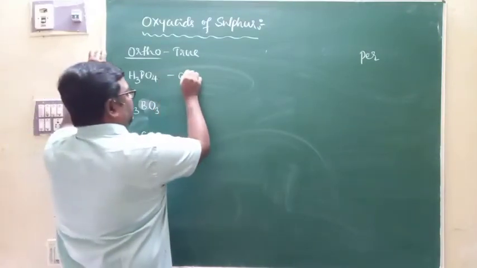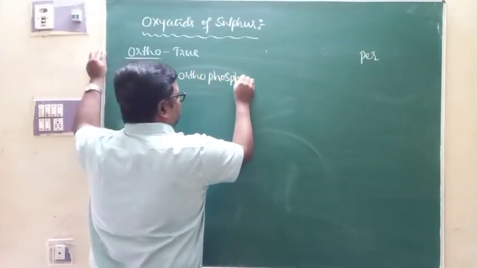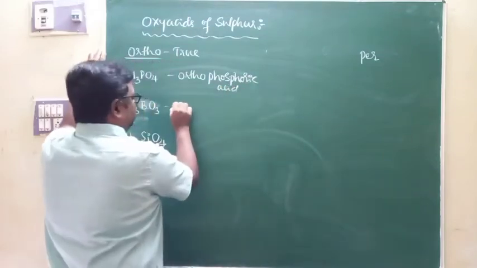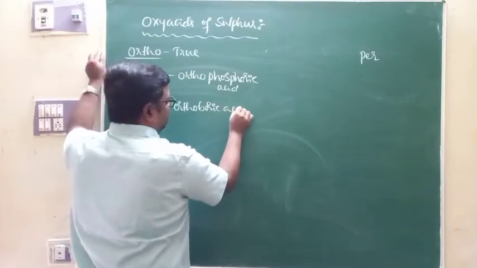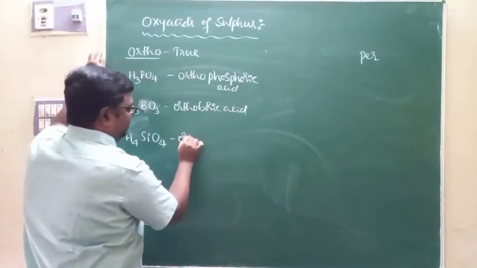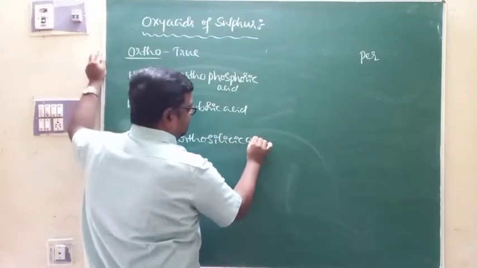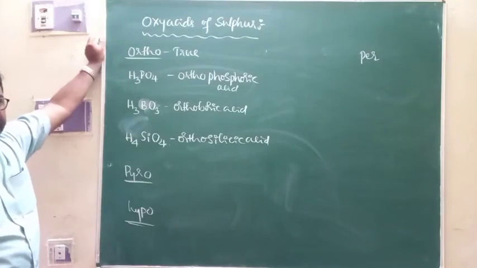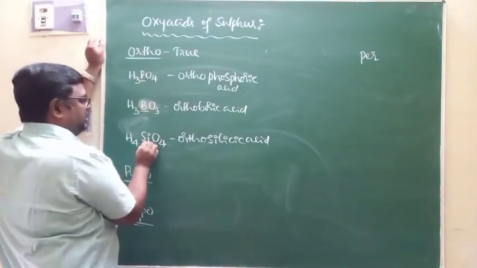This is orthophosphoric acid. This is orthoboric acid. This is orthosilicic acid. These are all ortho acids. They are the true acids where the central atom is in its usual oxidation state.